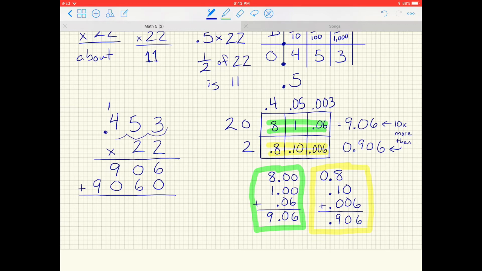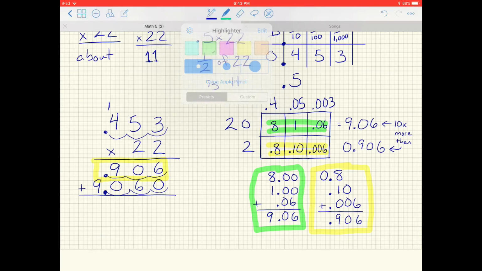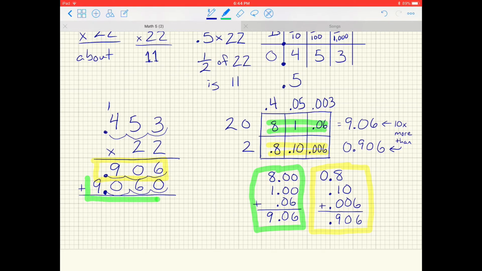Okay, so now let's go back over here. And that 453 thousandths, the decimal needs to be moved over in our products. Hey, look, now that I got the decimals in, it looks just like those ones we just added up over there with the area model. There's the yellow ones, 906 thousandths. And there's the green ones, 9 and 6 hundredths, or 9 and 60 thousandths if you'd rather. Okay, but the same numbers.